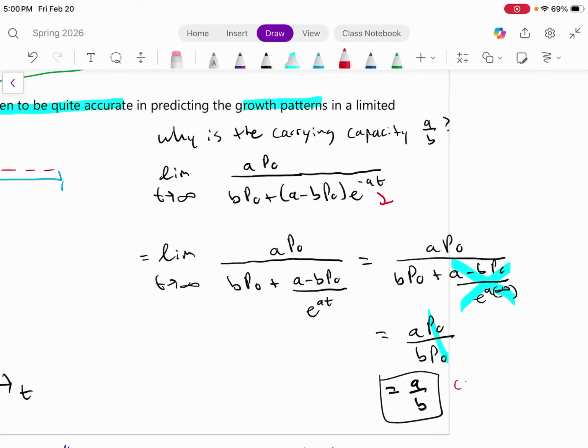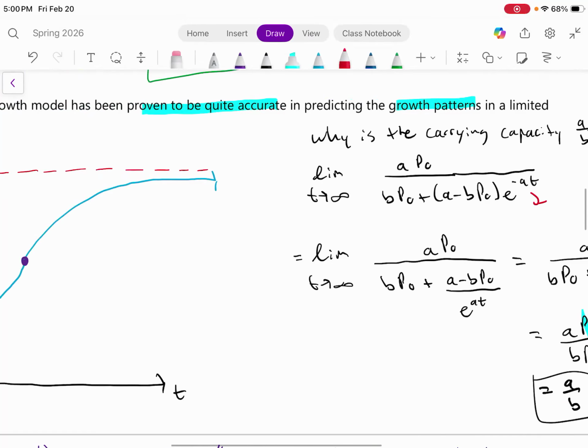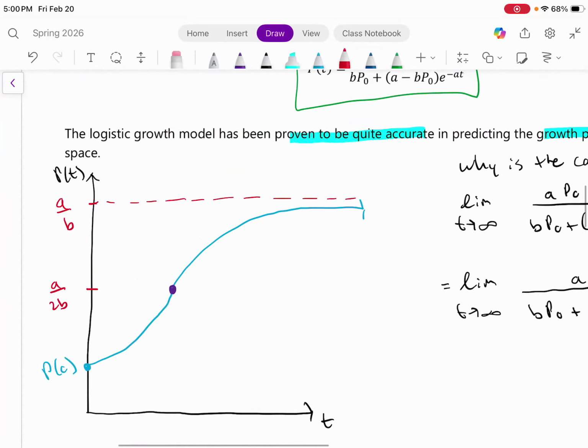So that's why it's a carrying capacity as time goes on forever. That's why a/b is our carrying capacity. But here's just a setup of the logistic growth model and how it helps us predict population growth and population stability.